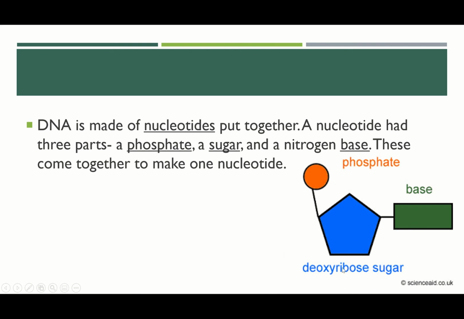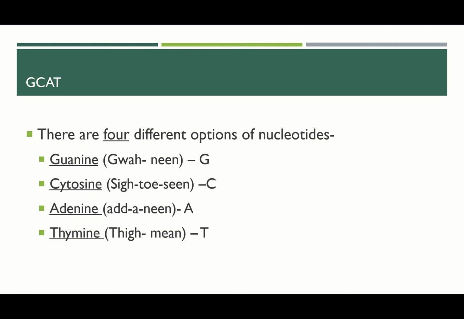Now, on your notes, it asks you to draw and label this picture, so it's right here. You might want to pause and draw it. The coloring's not as important as the words, so make sure to pause and draw that. There are 4 different options of nucleotides. I included their pronunciations in case you're not sure how to say them.